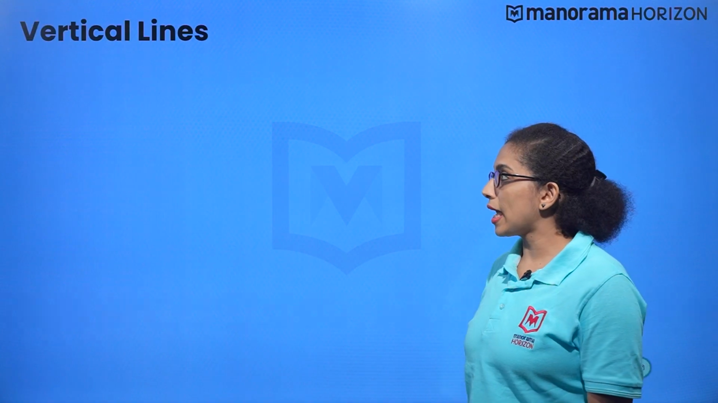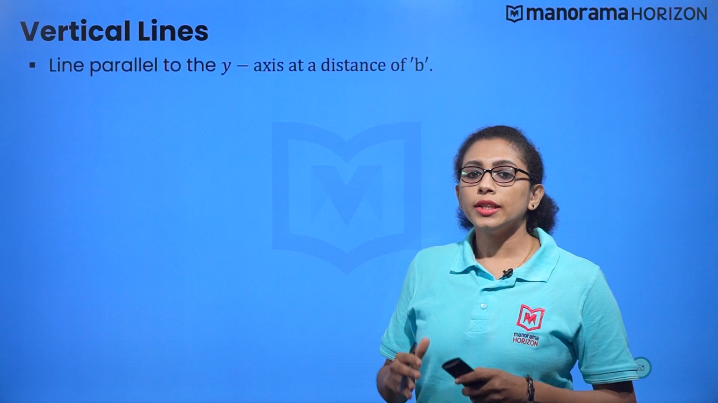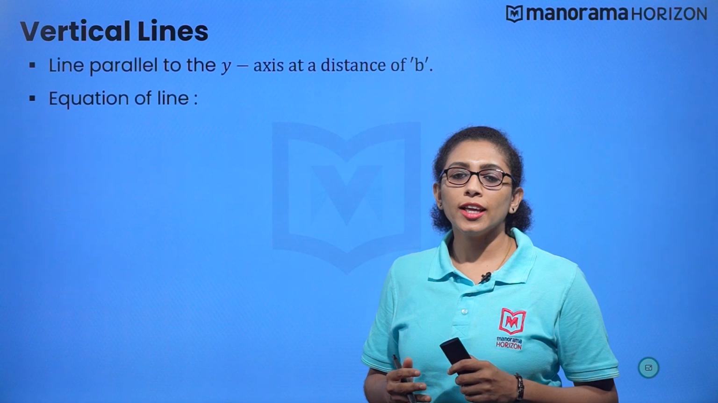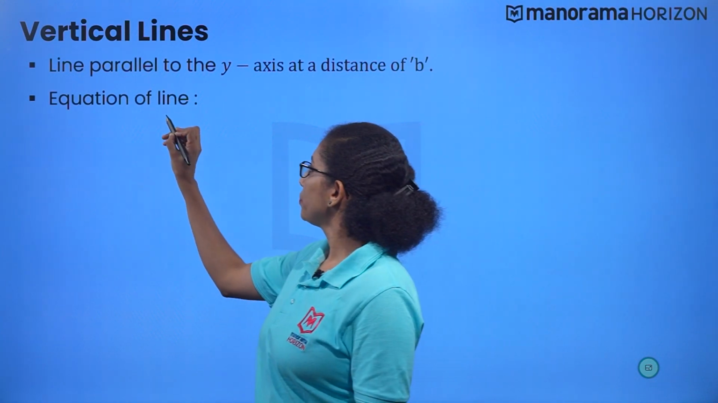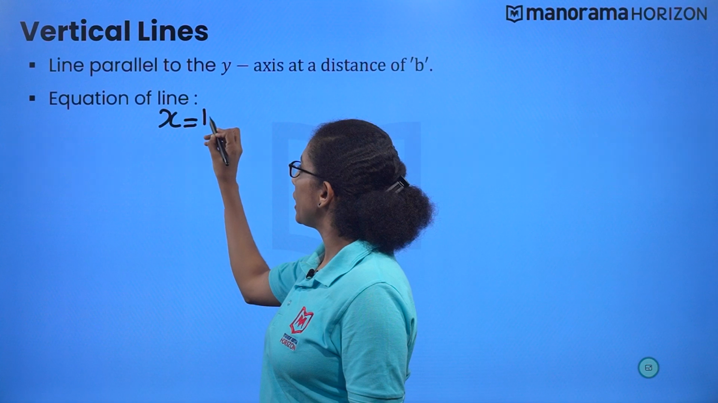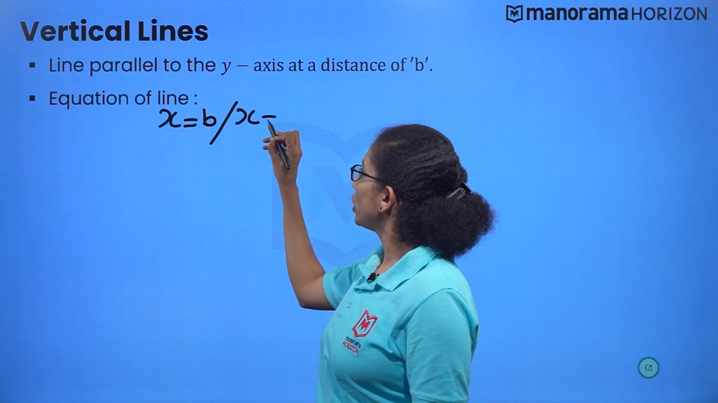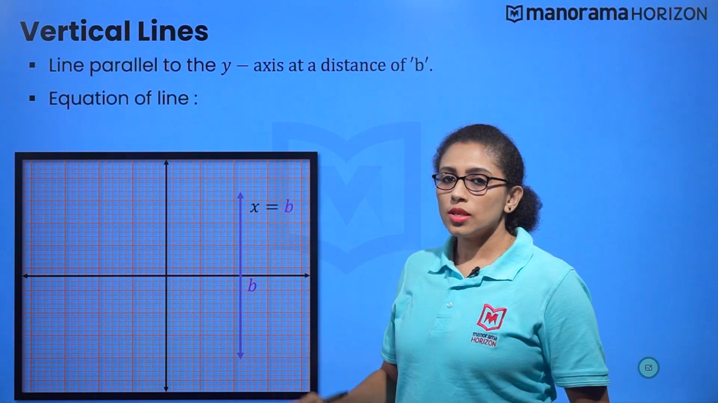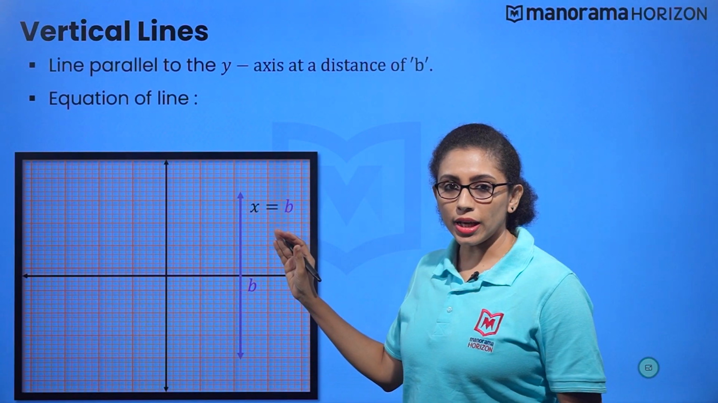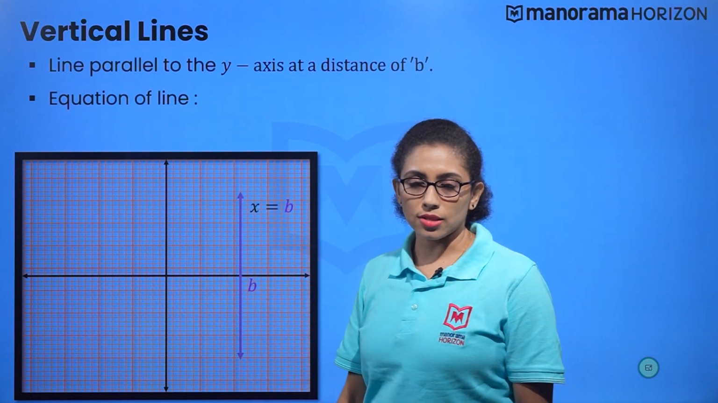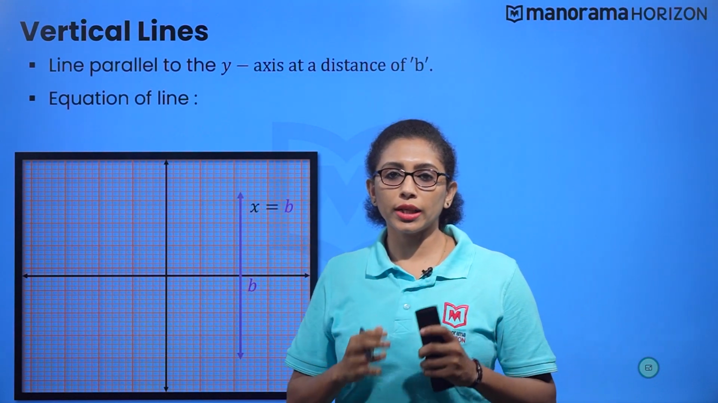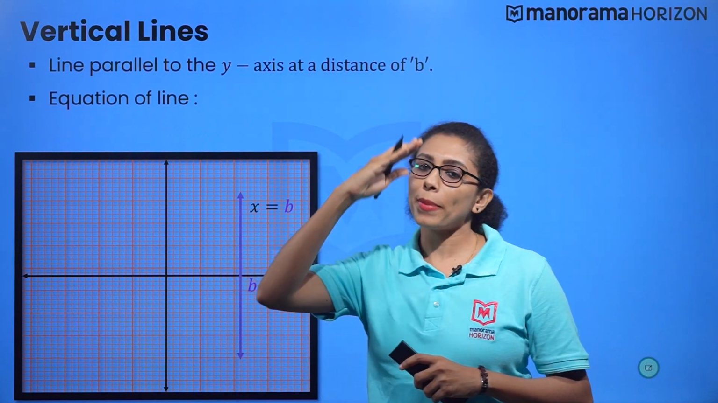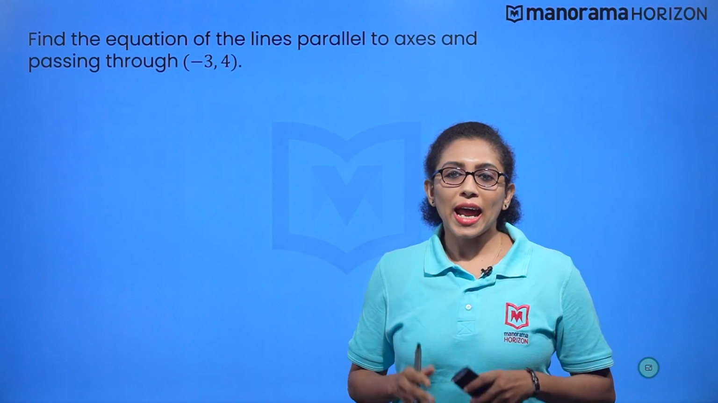Now, let's discuss the case of a vertical line. Here, the line is parallel to the y-axis at the distance b. Then, the equation of the line is given by x is equal to b or x is equal to minus b, depending on the position of the point. So, this is a diagram for x is equal to b, that is parallel to the y-axis. So, these two cases, horizontal and vertical lines, are when the lines are either parallel to the x-axis or parallel to the y-axis. Let's look at an example.